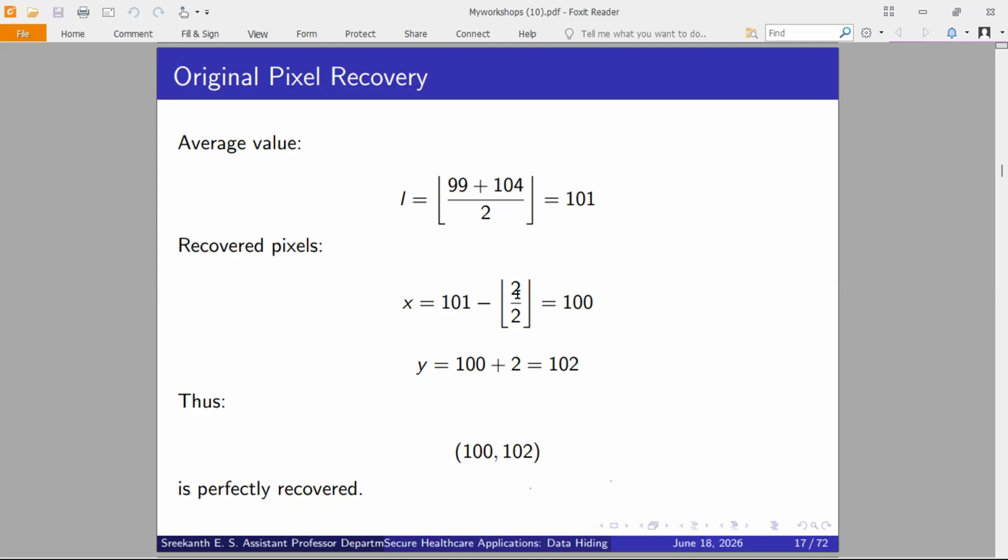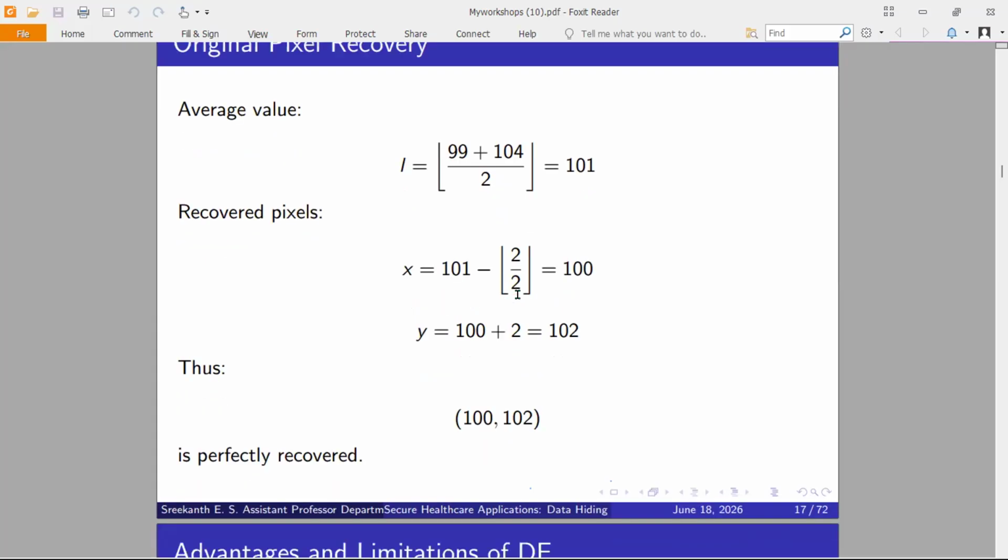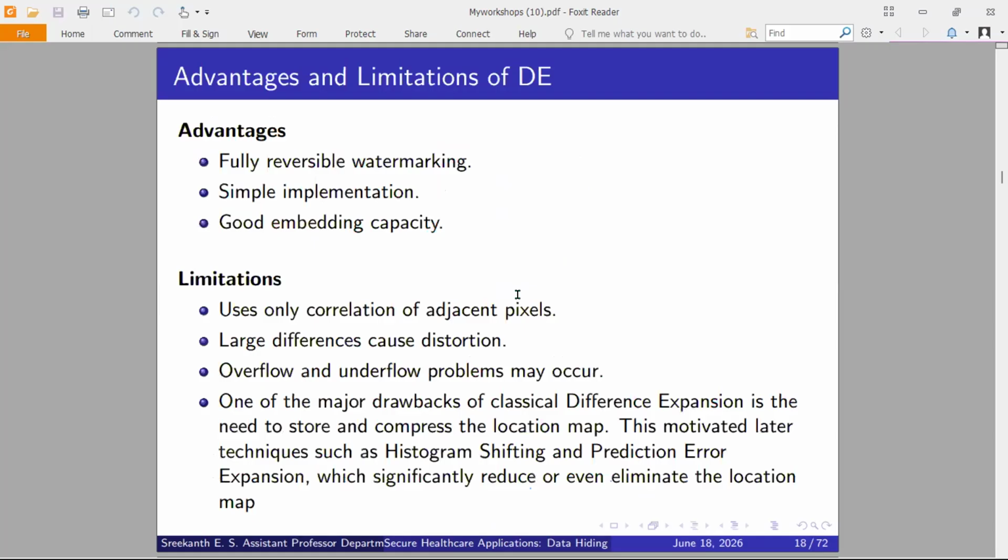So these are the calculations that are happening in the difference expansion. Difference expansion is one of the earliest techniques. This expansion technique is the basis for reversible data embedding. These are the advantages: it is fully reversible, and it is easy to implement.